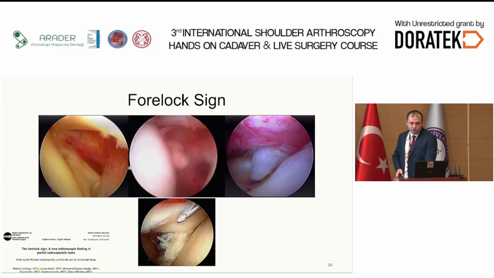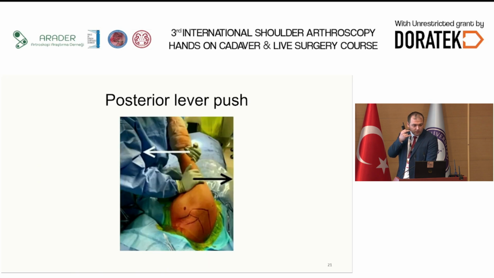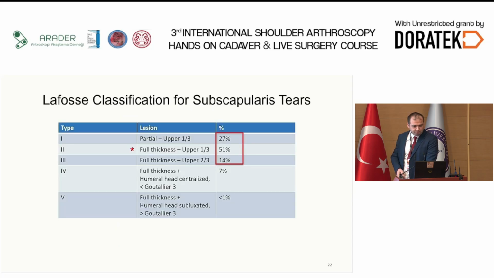This one is described by our team, the Farlock sign. It's the degenerated and frayed tissue, but not the biceps tendon. It's the superior glenohumeral ligament and coracohumeral ligament fallen on the humeral head. It's especially useful in the absence of the long head of the biceps tendon. Also, there is a maneuver that we can use to identify the extent of the tear. The subscapularis is elevated off the lesser tubercle with this maneuver when we push from that side, but we need a 70-degree scope for that.